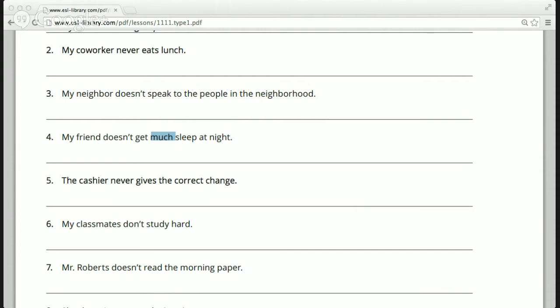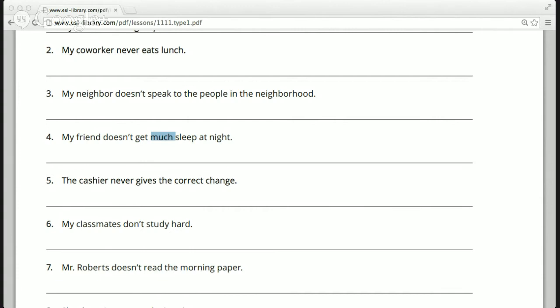Now, remember, when we use modals, we're going to use the base form. So instead of saying gives, what would be the base form of this verb? Give. Good. So we don't want to have the s on the end. So what would we write here? G-I-V-E. Okay, good. Go ahead and say the whole sentence. The cashier should give the correct change. Good, good. Nice job. That's right.